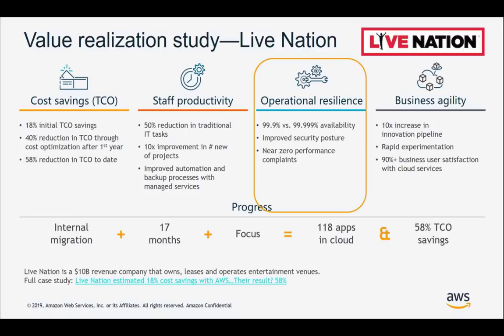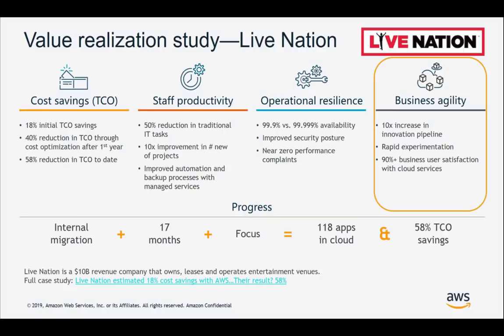For example, from a resilience standpoint, they improved their application level uptime from 3 nines to 5 nines and have had near zero performance complaints from their customers and business users. Live Nation reports a 10x improvement in their innovation pipeline. While SLAs used to be 6 months, they're now down to just 4 hours. In fact, business user satisfaction is now 90+%.